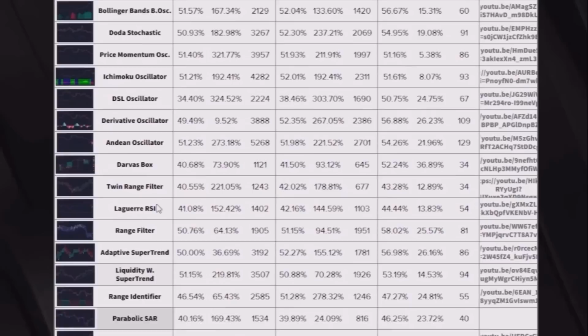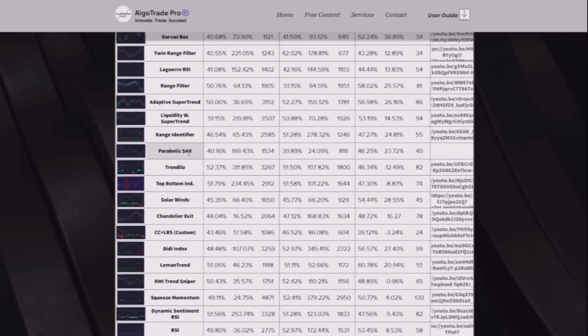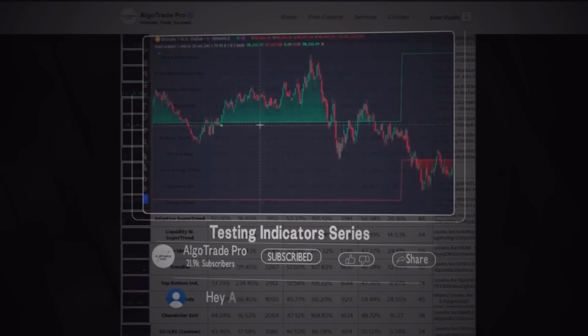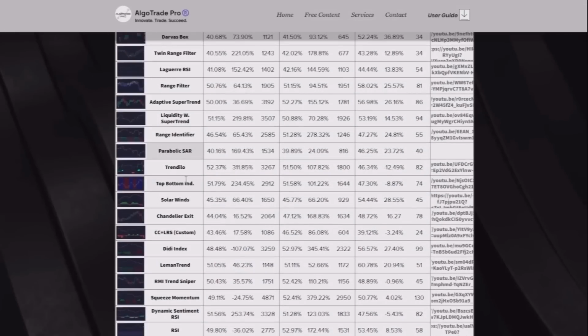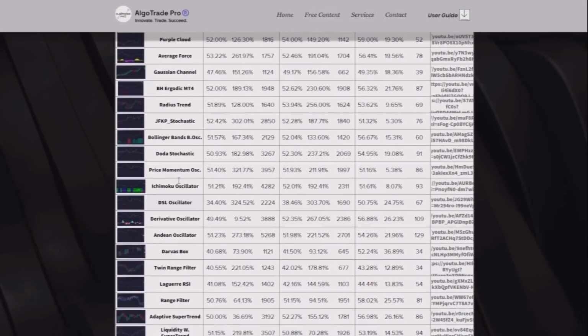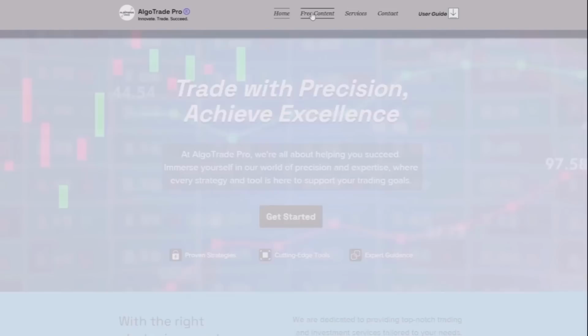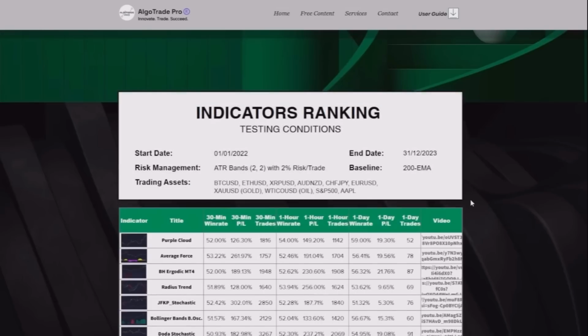So with everything we have seen, I believe the Parabolic SAR deserves a solid place on our official strategy ranking table, this spot right here. Do you agree? Let me know in the comments below. This updated ranking is also available on my website. Just click on the free content, scroll down and you will find it.